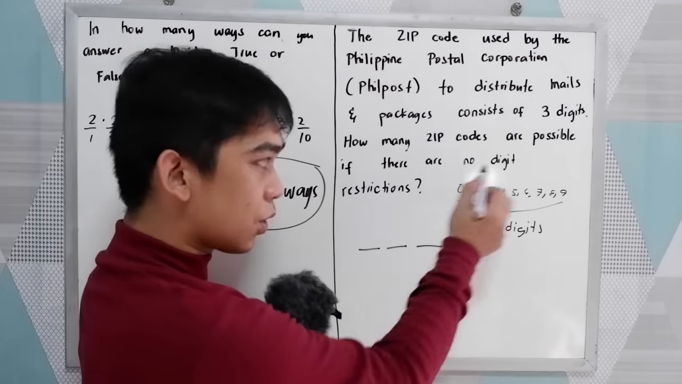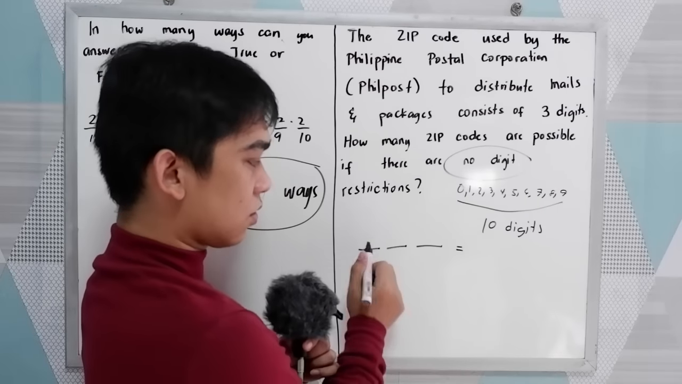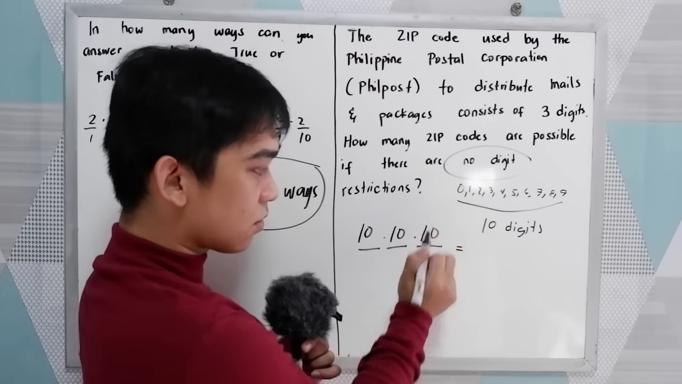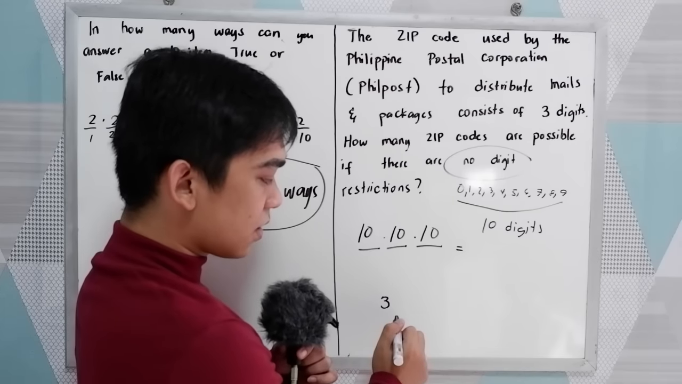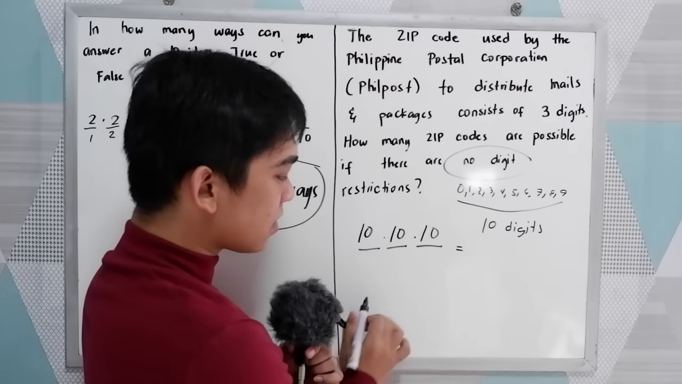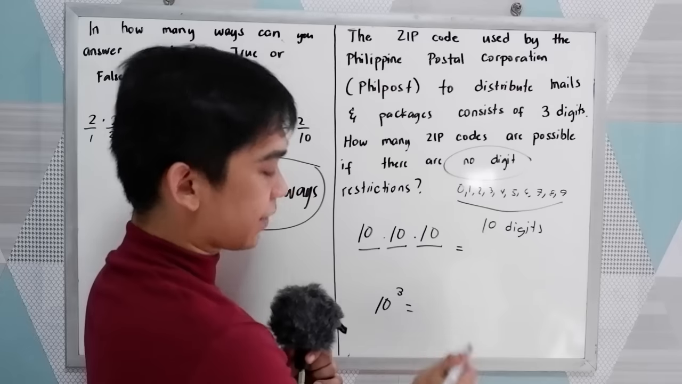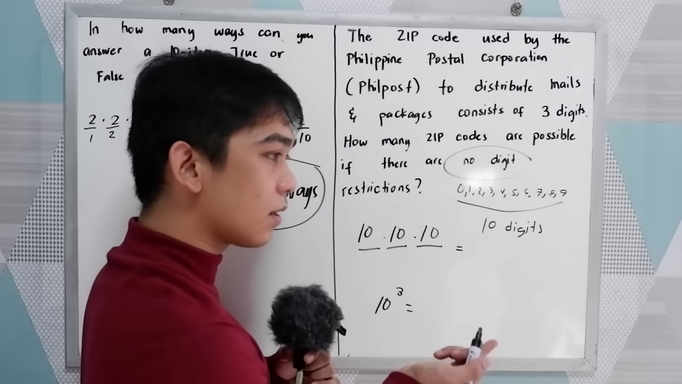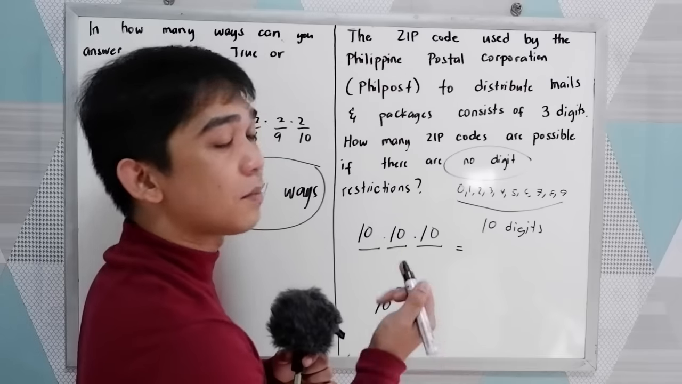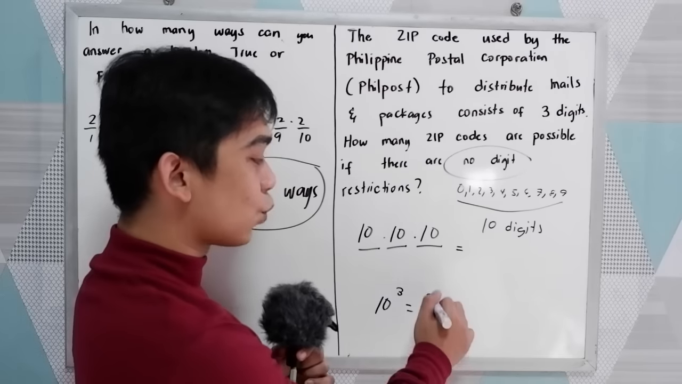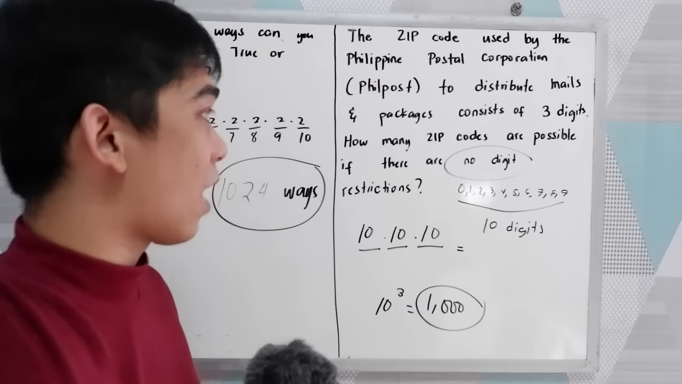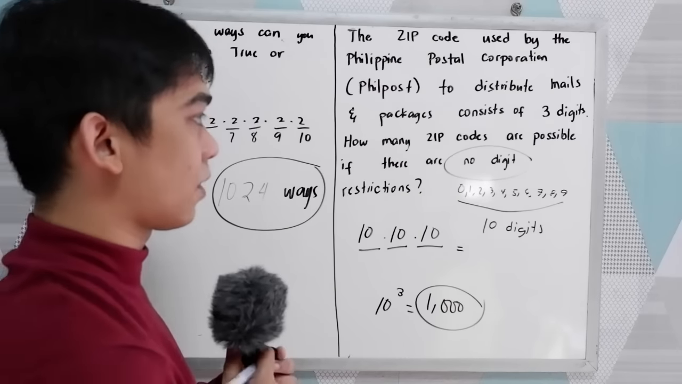Now, we don't have restrictions, so possible options are 10, 10, 10, or simply 10 raised to 3. So that is 10 times 10, 100, times 10, that is 1,000. So there are 1,000 possible zip codes.